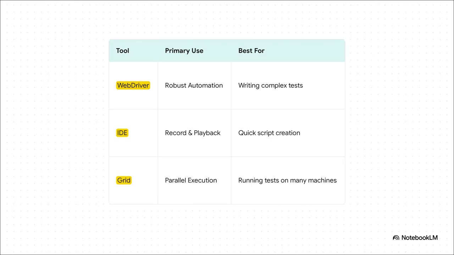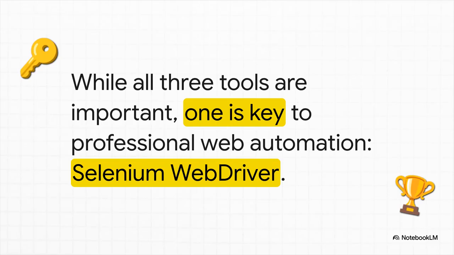For the really simple stuff, you have the Selenium IDE. It's a pretty straightforward record and playback tool for whipping up quick scripts. Then, to really scale things up, there's Selenium Grid, which lets you run your tests across a whole bunch of different machines all at once. And then you have the powerhouse of the whole suite, WebDriver. And look, while all three of these are important, it's that last one, WebDriver, that really unlocks professional-grade, serious web automation. It is the engine of the entire operation, and we're going to see exactly why in just a minute.